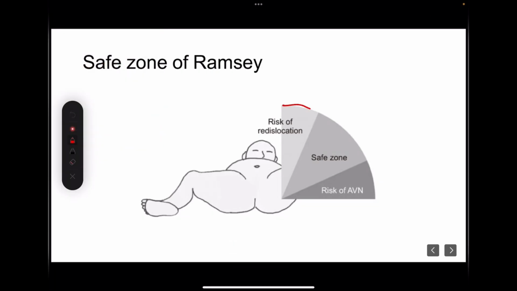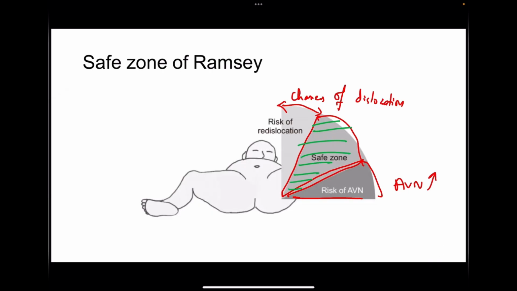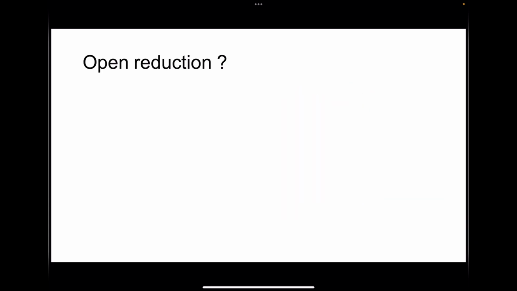In this zone, chances of dislocation are high, and in this zone, chances of AVN are high. And in between the two zones, this one, the zone which I am going to mark with the green, is the safe zone in which we should keep the hip while applying the cast. If the safe zone of Ramsey is very low for a child, then we can go for adductor tenotomy.